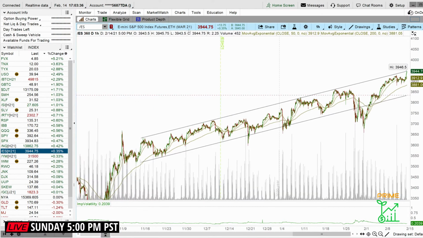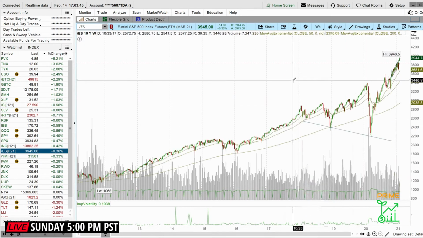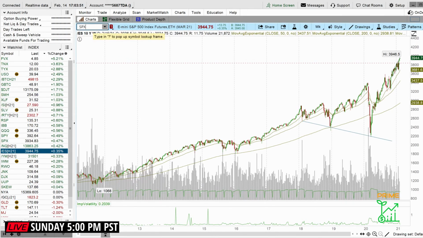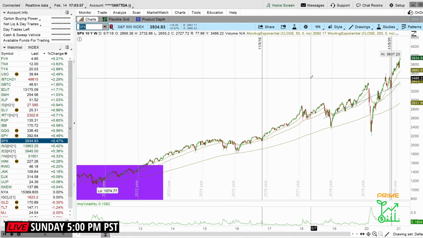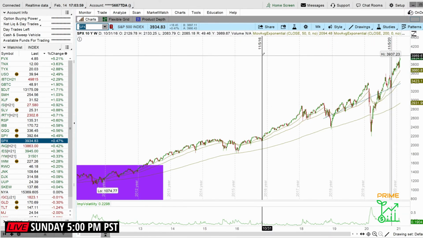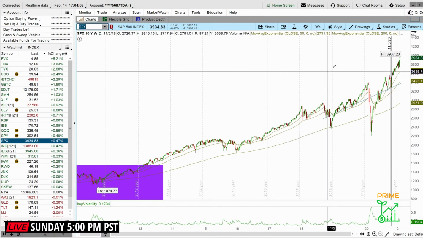So, bigger picture perspective, this is the futures. I just want to put it on the weekly time frame. In fact, let's zoom way out. Let's go to a 10-year weekly chart, and instead of the ES, let's go to the SPX. Don't mind the vertical lines on the screen. We can remove those. Those are elections. They're no longer really relevant.